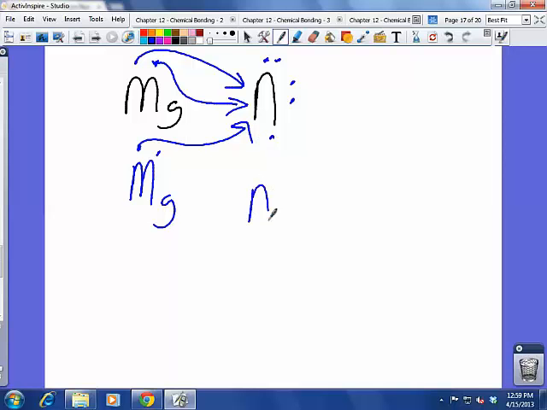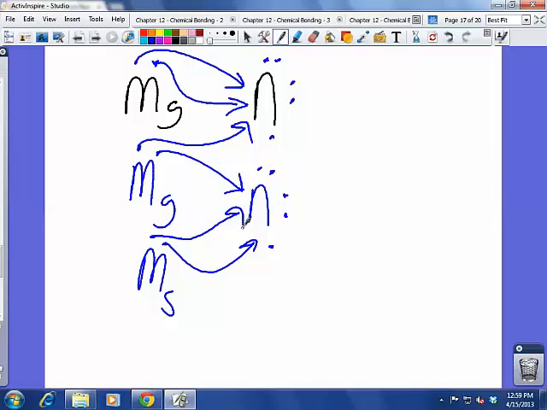So I need another nitrogen. Need 1 more magnesium. So now we can say, what charge would each of these magnesium atoms have? 2, right? What about the nitrogens? -3. So if I have magnesium and nitrogen mixed together, I need 3 magnesium atoms for every 2 nitrogen atoms. Now, can everyone agree that was possible to do?